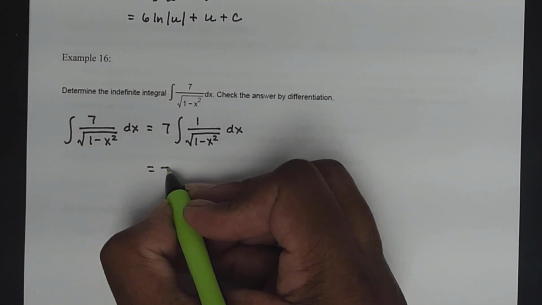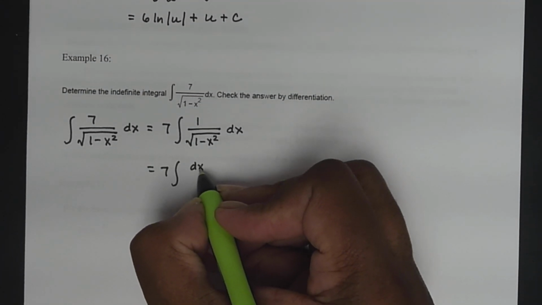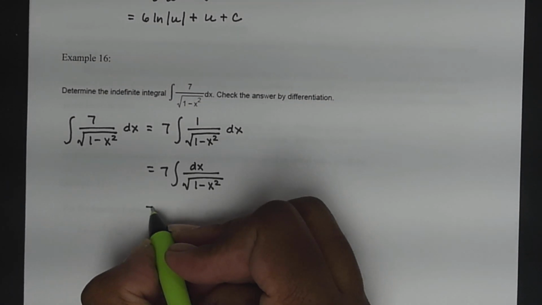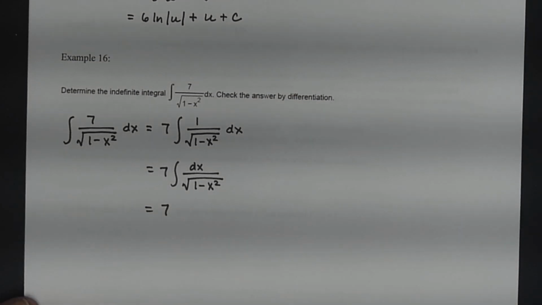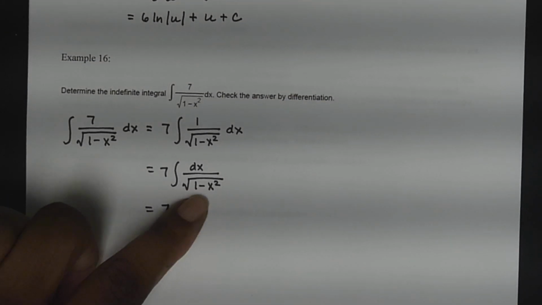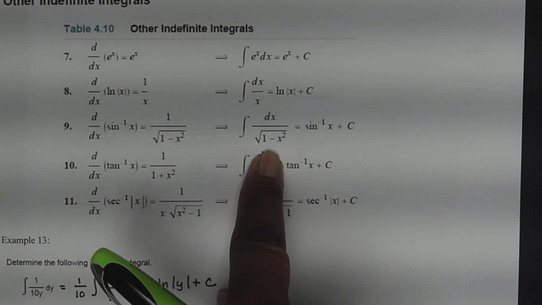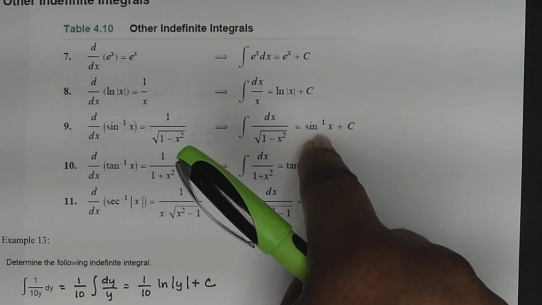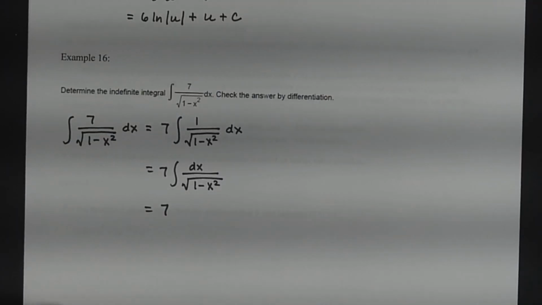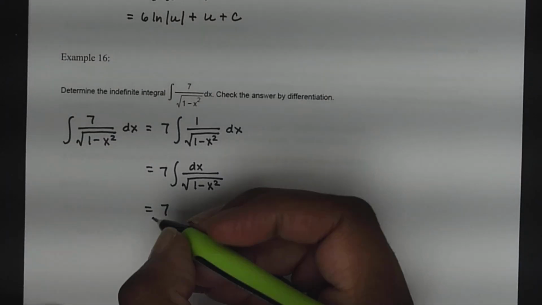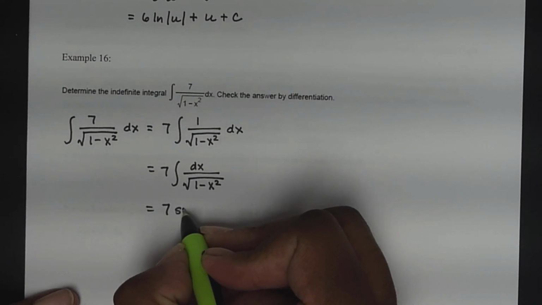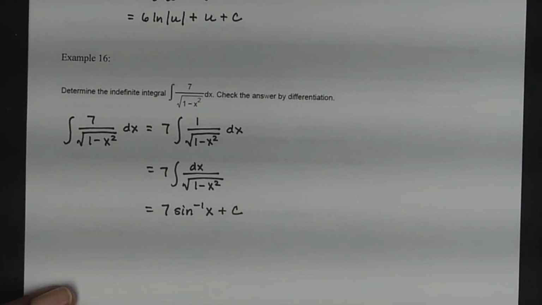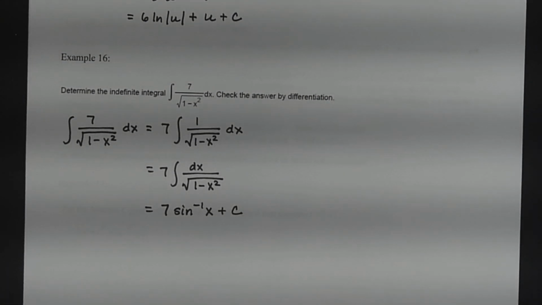Or if I want to, I can do this. 7 times the integral of dx in the numerator. That would be divided by the square root of 1 minus x squared. And in this case here, this follows or matches up with this right here. So the integral of dx over the square root of 1 minus x squared would be the inverse sine of x. So here, I'll have 7 times the inverse sine of x plus c. Okay.